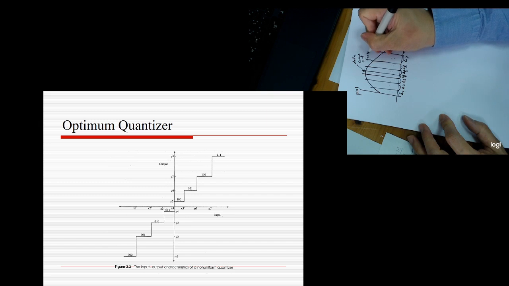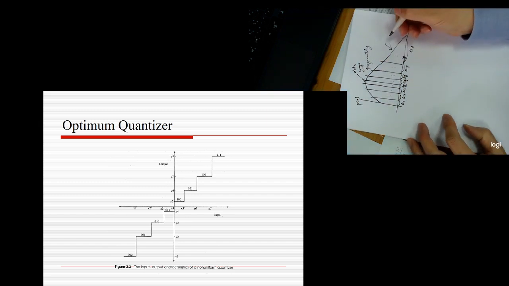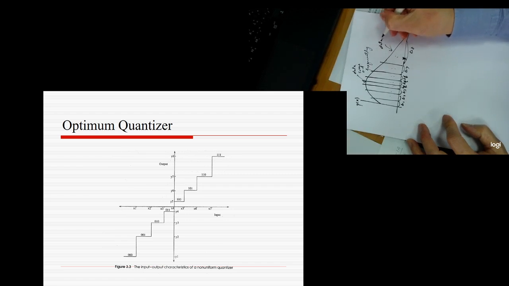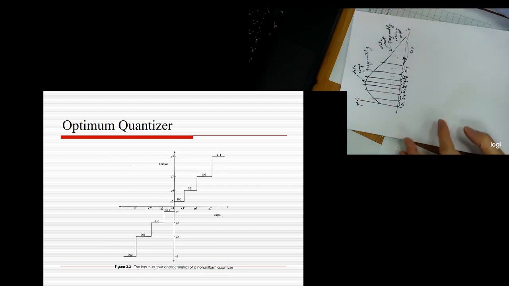Frequently. So in this region, the data are not coming out frequently, you know.